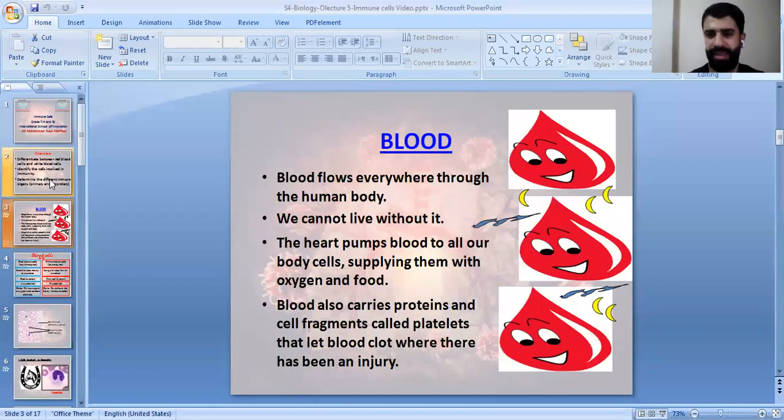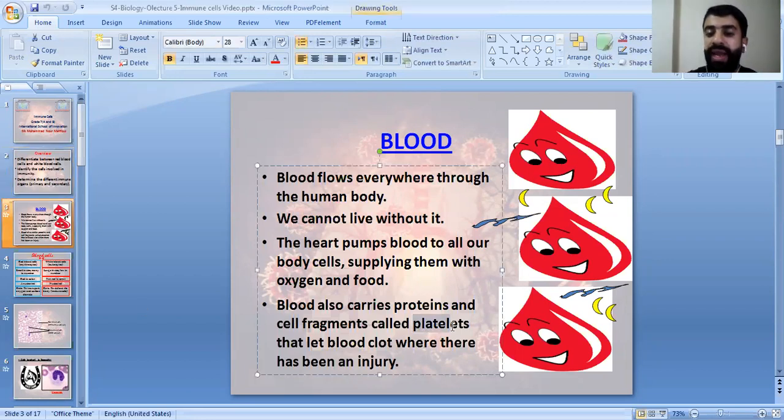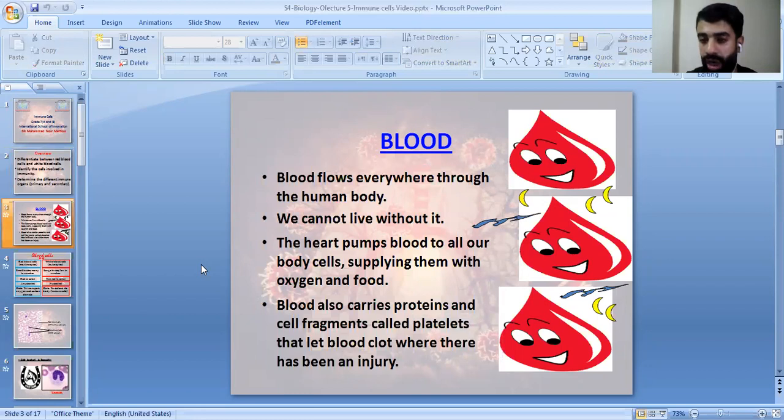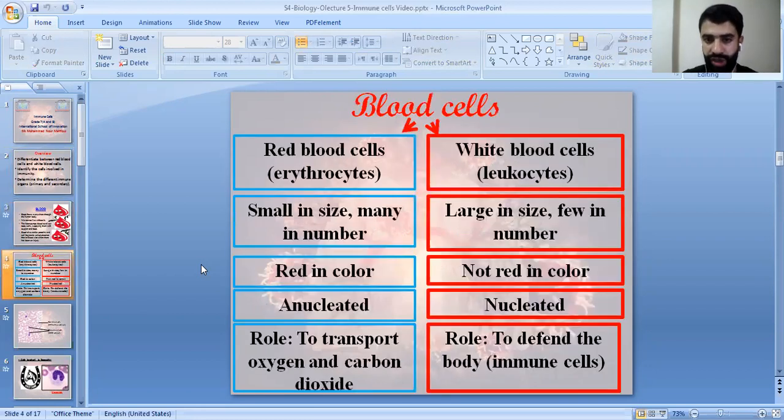First, let's talk about blood. We already talked about blood. We said that blood flows everywhere within the human body. We cannot live without blood for sure. So the heart pumps the blood to all our body cells, supplying them with oxygen and food. Also, blood carries proteins and cell fragments. These cell fragments are called platelets. They let the blood clot where there has been an injury.